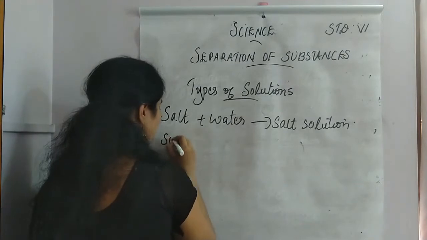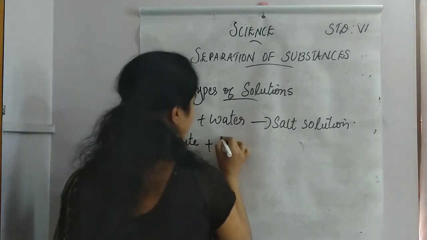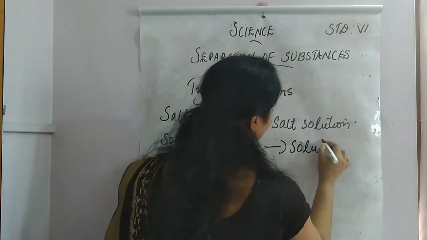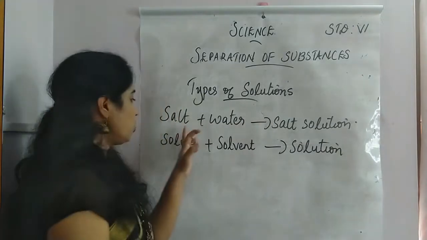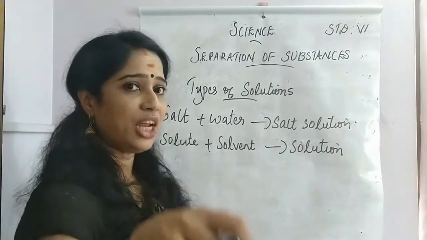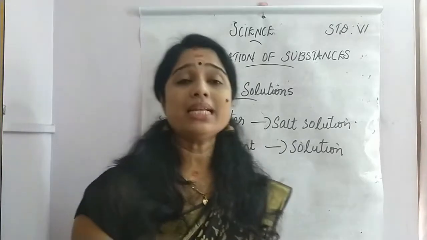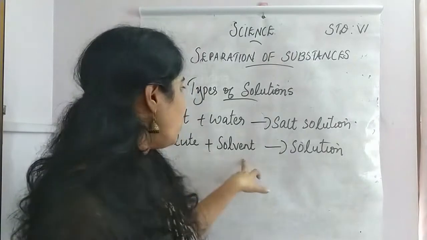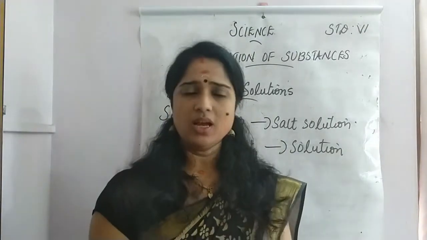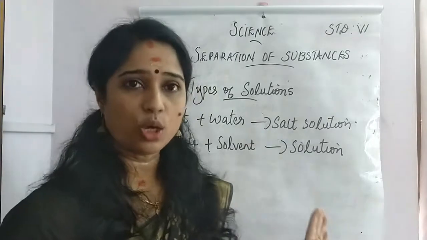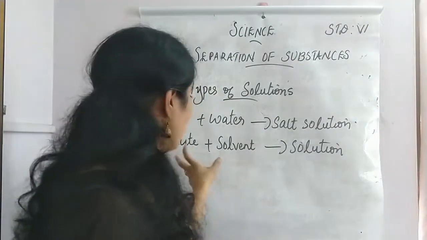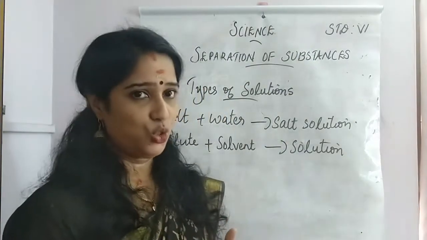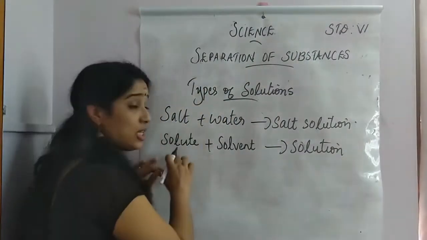Salt is known as the solute, water is the solvent, and the result we get is the solution. Solute is the solid substance that we are adding into the water or into the liquid. Then what is the solvent? Any liquid is the solvent. Here water is the liquid, so we can call water the solvent. When these both mix together, what we will get is the solution, a combination of these two. Clear? So salt is the solute.